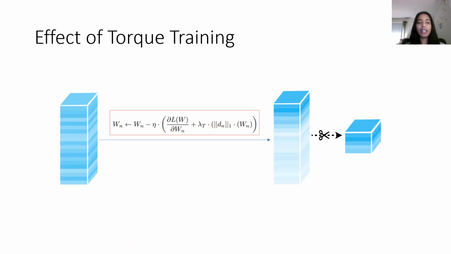Effect of torque training. If we start with a randomly initialized model or a pre-trained model, we train it with this updated gradient update rule, and what we see is that after training we have compressed all the weights to just a few channels near the pivot point, and then it is easier for us to prune it.